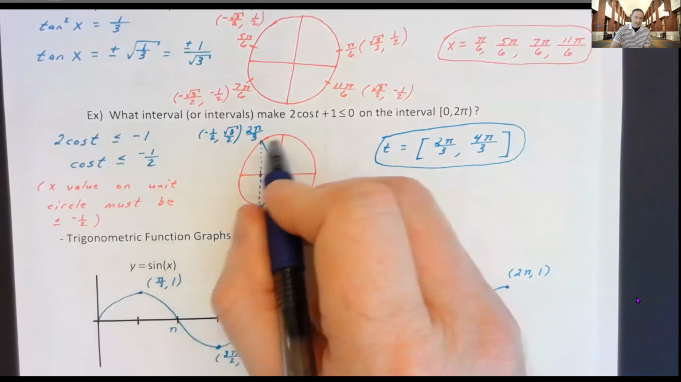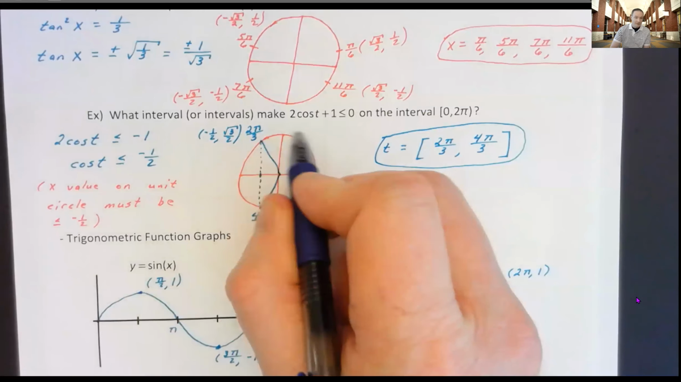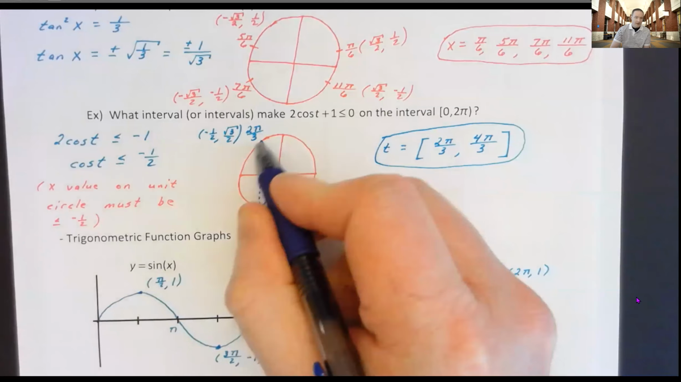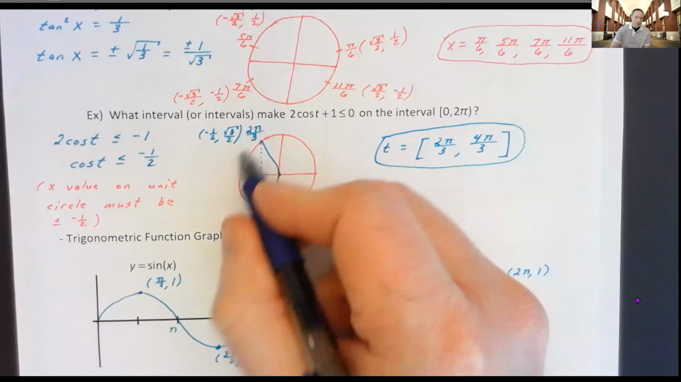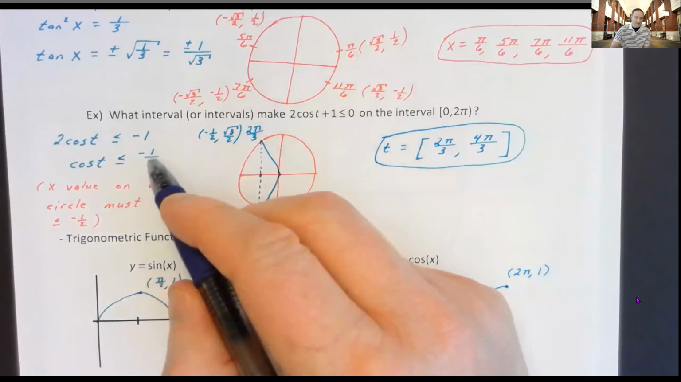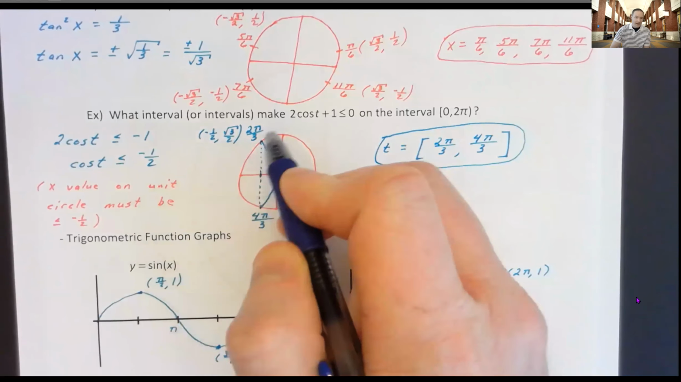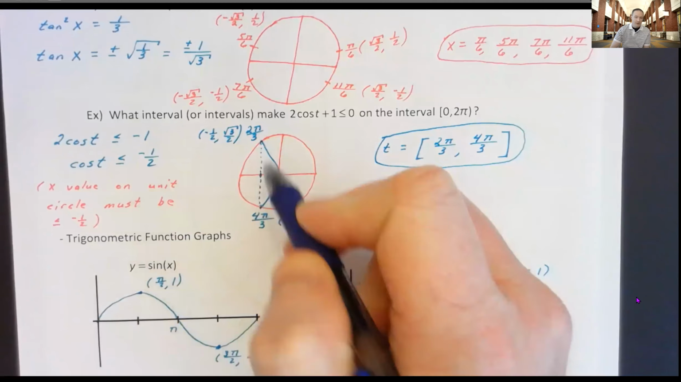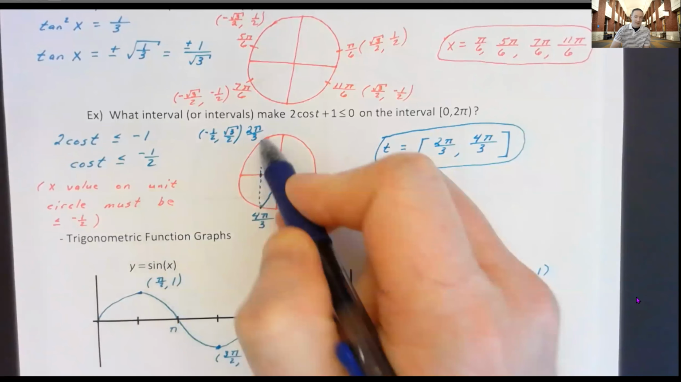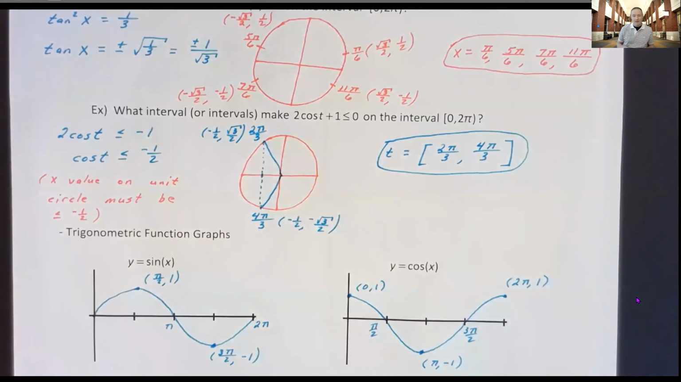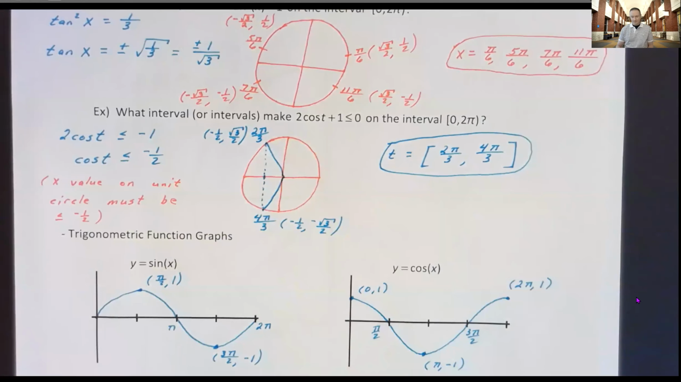And if I don't get to quite 2 pi over 3, again, my cosine would be greater than -1/2. So it's only for values in between these two where the x value is more negative than -1/2. Now, since it can equal -1/2, the angles in which the cosine is equal to -1/2 are included. And you'll see my interval notation, bracket 2 pi over 3 to 4 pi over 3 bracket.